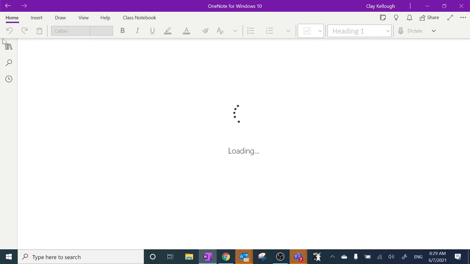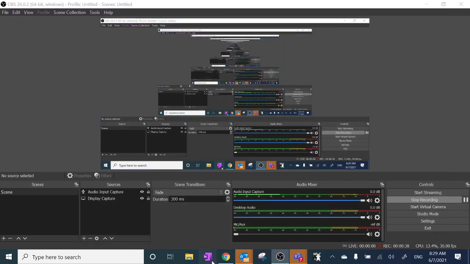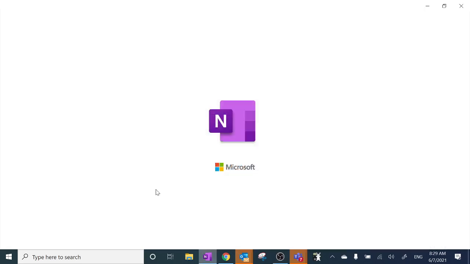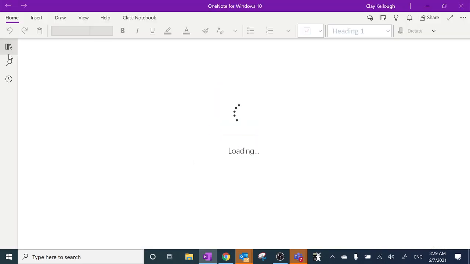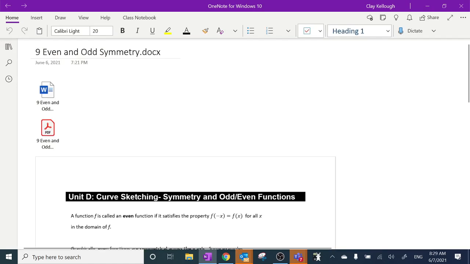And I don't know why this isn't opening right away. I mean, you know what? Maybe I'll just try it again. Let's see, I'm going to close that and try it again. That's all we need is for one note to be slow. Oh, okay. There we go. All right.